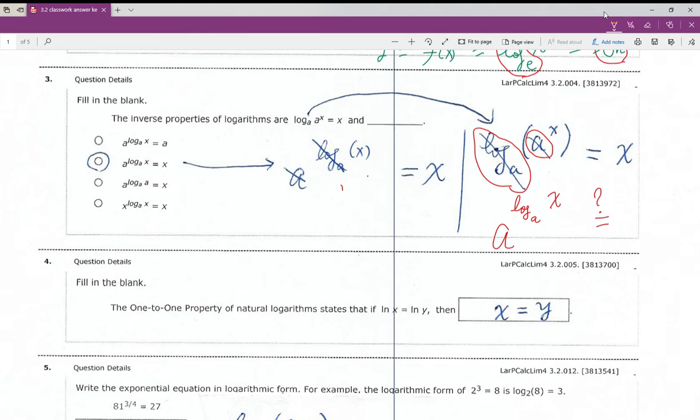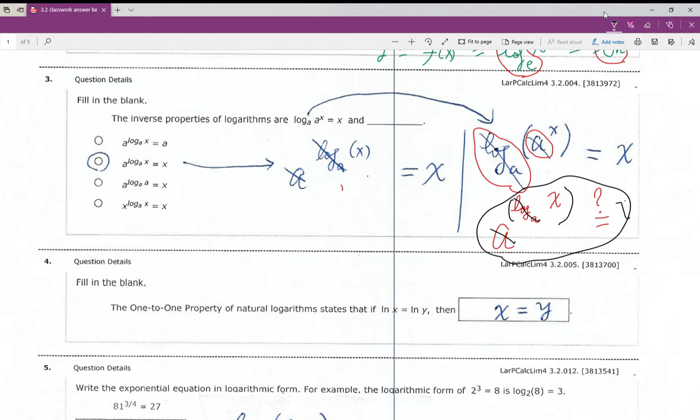So this question is different. So we have another formula here. How about if I have base a and then the exponent is a logarithmic function? Can I cancel out the whole thing? Yes or no?